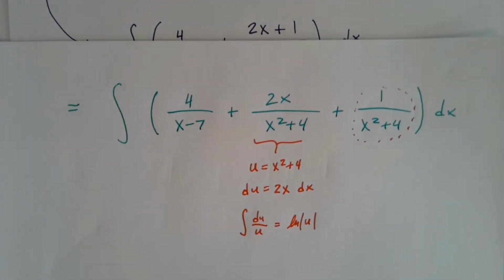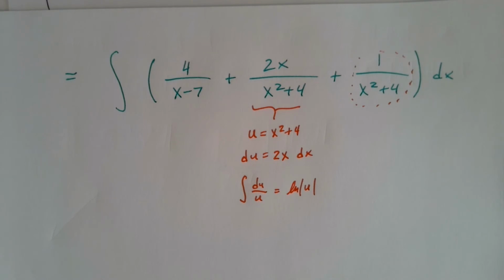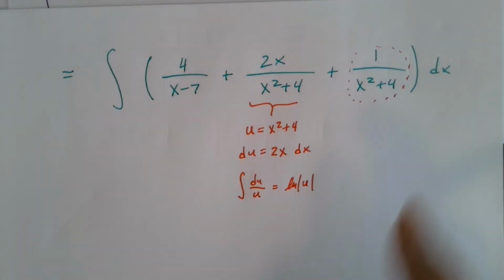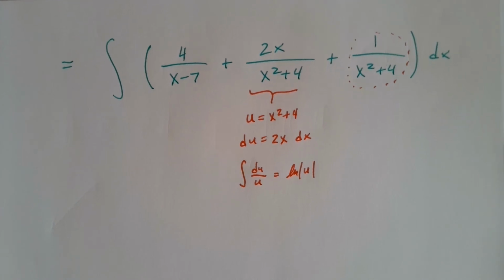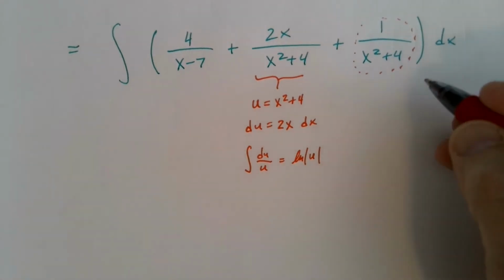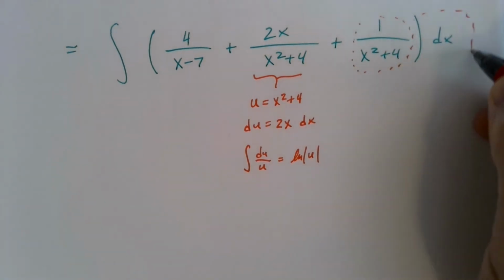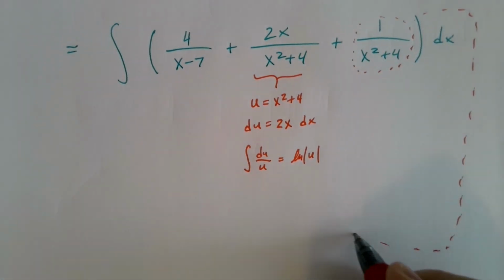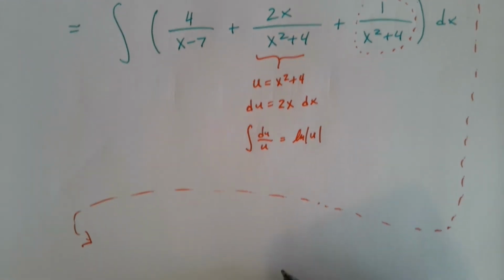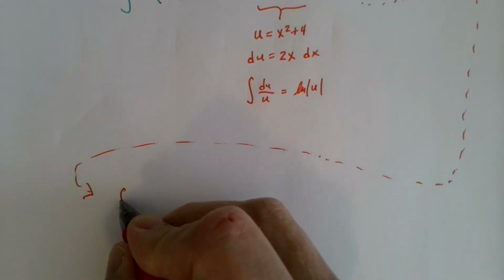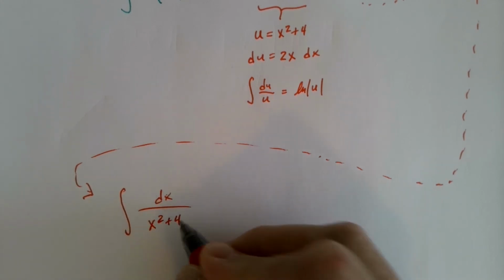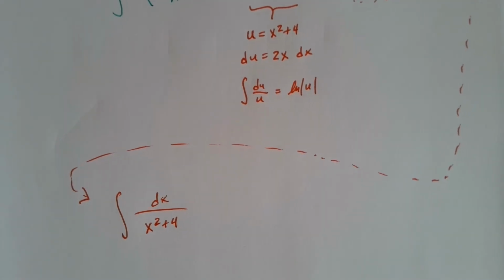Anyone know where to go with that one? I can't, this is not a 1 over u because the derivative 2x is not up there. I hope that you remember what this one is. Let's bring this down over here, and take a look at it by itself. I hope you're thinking of inverse tangent.